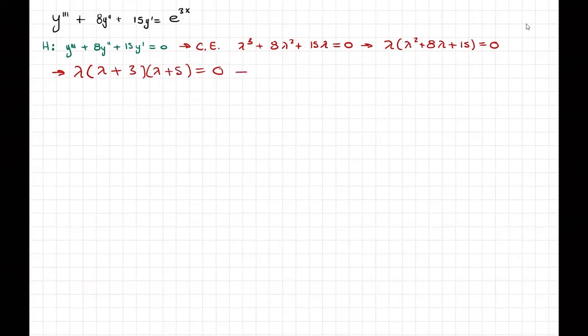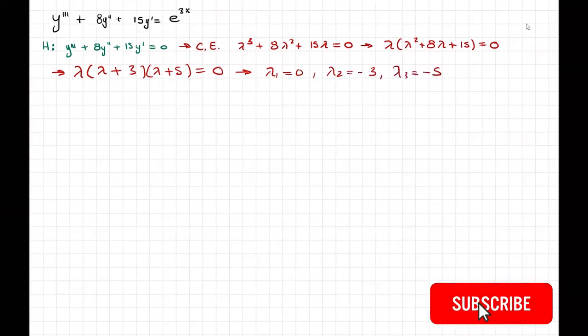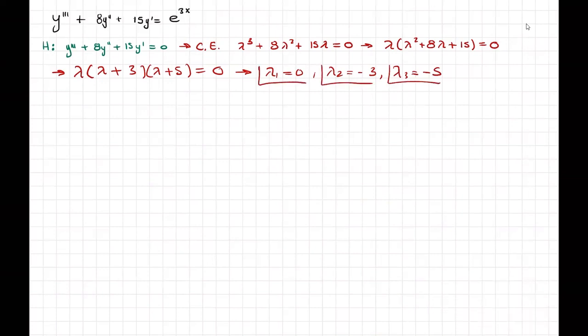And therefore, from here, I get my roots to be lambda 1 equals 0, lambda 2 equals negative 3, and lambda 3 equals negative 5. So you can see, once again, for this one, all we got was a case 1, because all of them are 3 different roots, 3 different numbers.